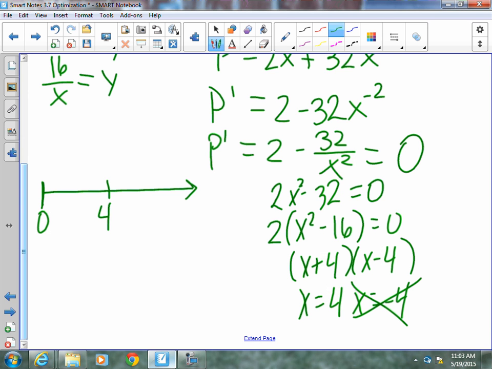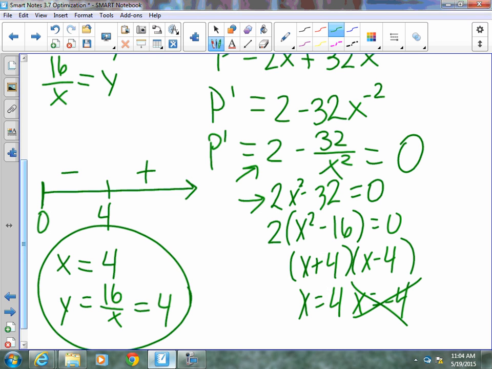If we test a 2 in our derivative, here or here, we get a negative. If we test a 3 or a 5, we get a positive. So our minimum is going to occur when x is 4, which means y is also 4. No, they won't always be the same, but that's something to think about.